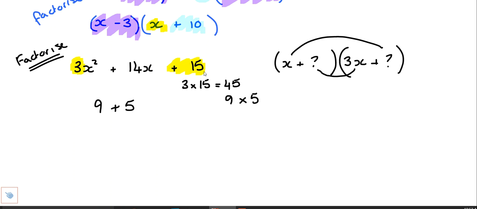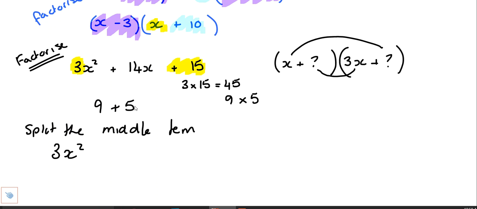Well, what we do now is we split the middle term. Okay, so I'm going to split the middle term and I'm going to do it like this. So I've got 3x squared, and it doesn't matter which way round you do it. I can do plus 9x plus 5x and then plus 15 again, not the 45. Yes? Question? So, could the question mark there be...? Well, let's not try and guess them. Let's just go through the process. Right? So I've split the middle term, just like I did up in the previous one.